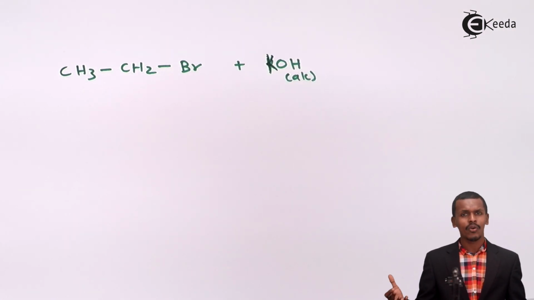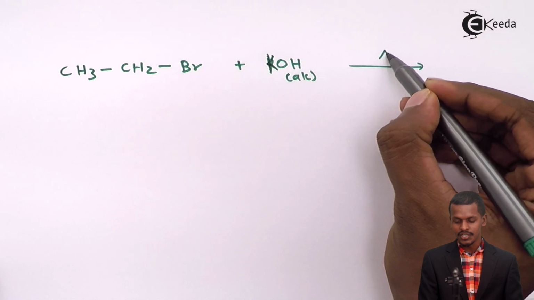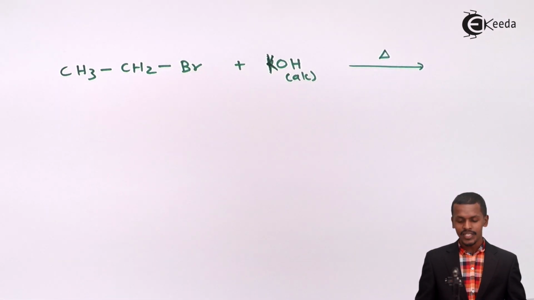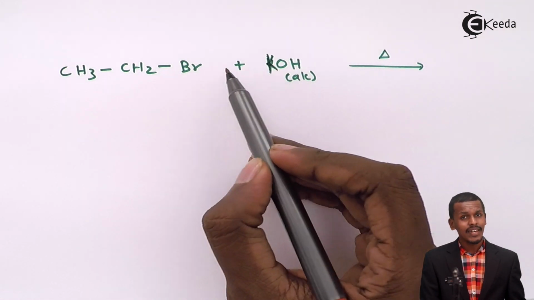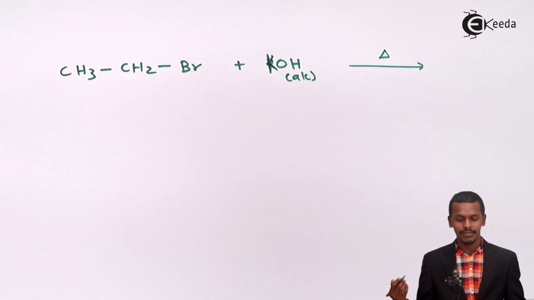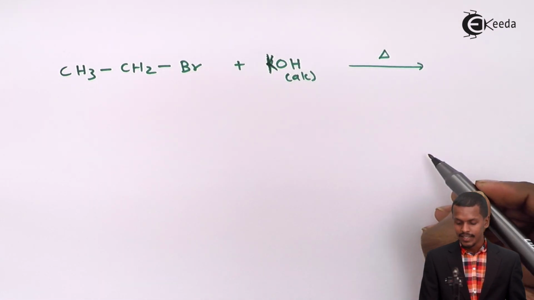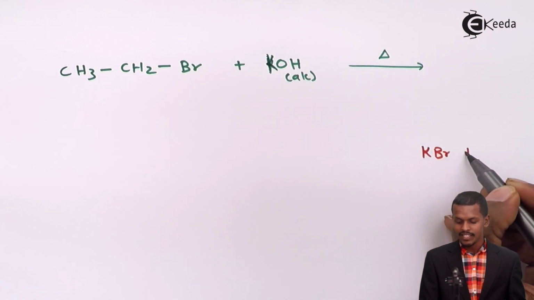So aqueous KOH and alcoholic KOH, they both react in different manner. And as we could see, because alcoholic KOH has been used, and the condition has been maintained that we have to heat it, obviously the K will react with Br, or the potassium will take out the bromine in such a manner that the KBr will be moved out as a byproduct.